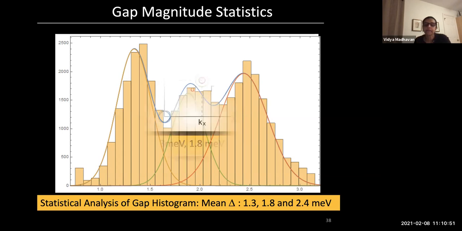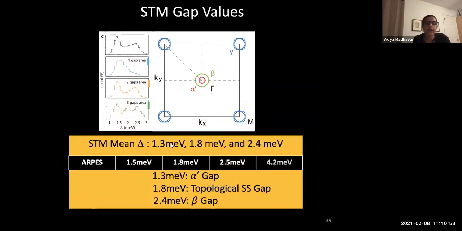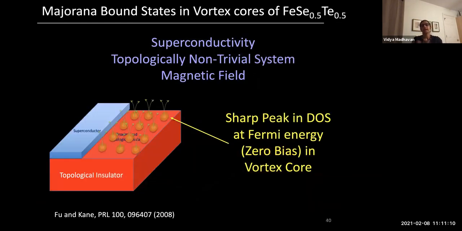So now if I compare to ARPES, the 1.3 millielectron volts and the 2.4 millielectron volts belong to these hole pockets. And the 1.8 MeV, which is also seen in ARPES, is actually the surface state. Okay, so at least we have some indication a priori that.